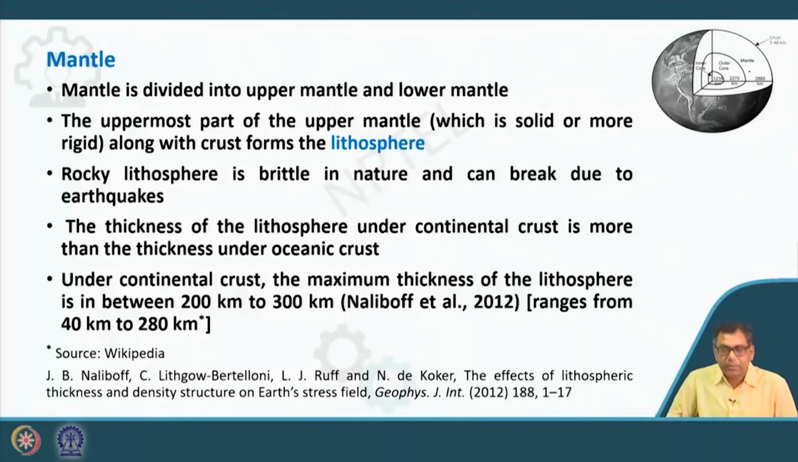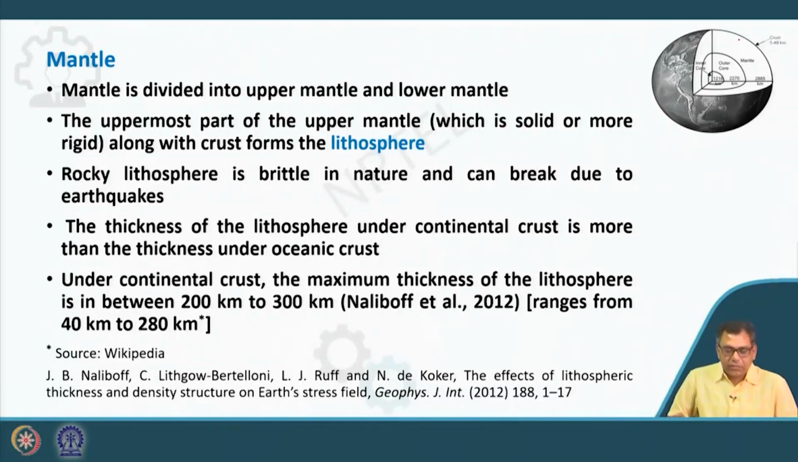The uppermost part of the upper mantle, which is close to the crust, is also solid or more rigid, and along with the crust they form a layer which is called lithosphere. So that means, what is lithosphere? Lithosphere is the uppermost part of the upper mantle and the crust, and they form a layer that is called lithosphere. So sometimes this lithosphere is also called the uppermost part of the earth. Okay, so actually that is the combination of uppermost part of the mantle and the crust.